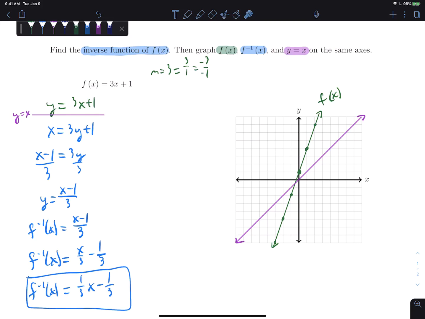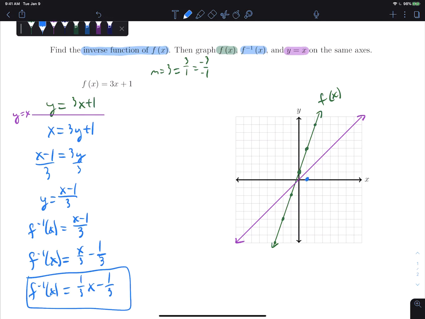Notice that because f inverse of x is the inverse of f of x, I know it's kind of weird to say that, that means that any coordinate we see here can just be reversed, and that will give you the f inverse of x. So if we look at this, let's say the original coordinate, the y-intercept, is 0, 1. That means that the inverse would be 1, 0.